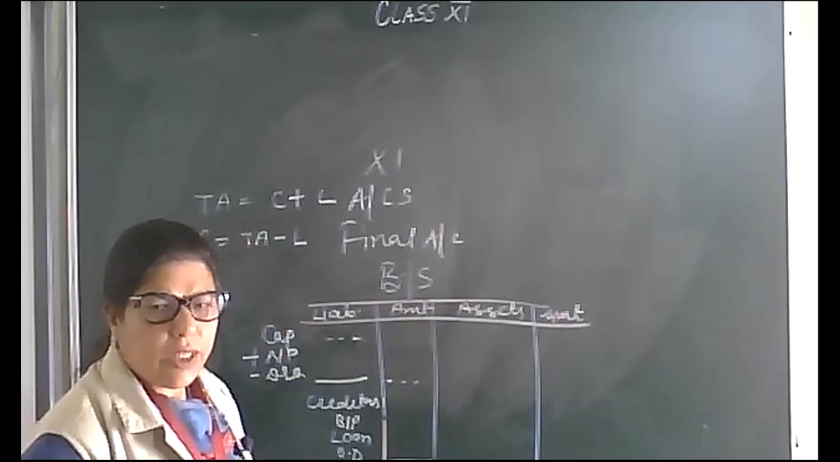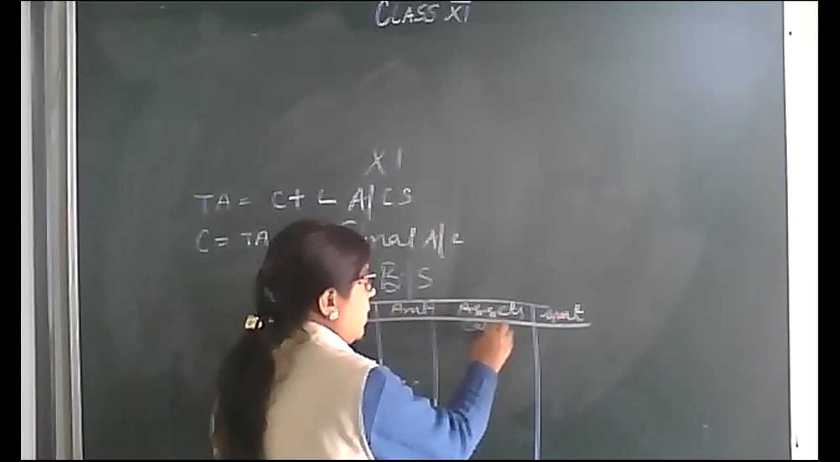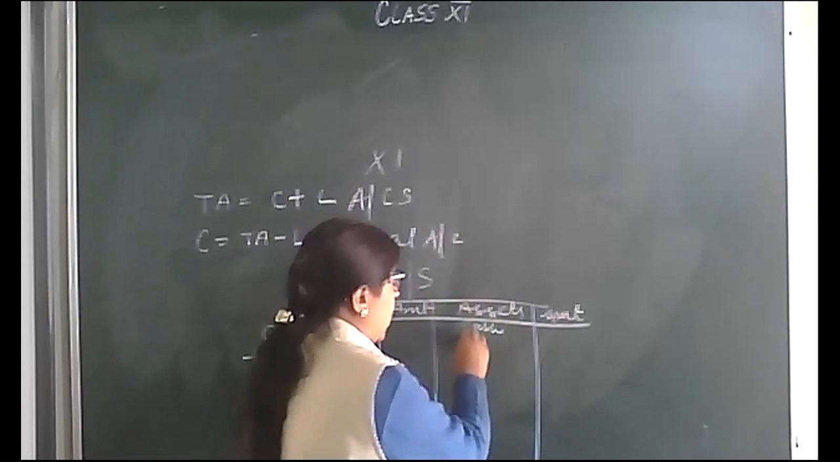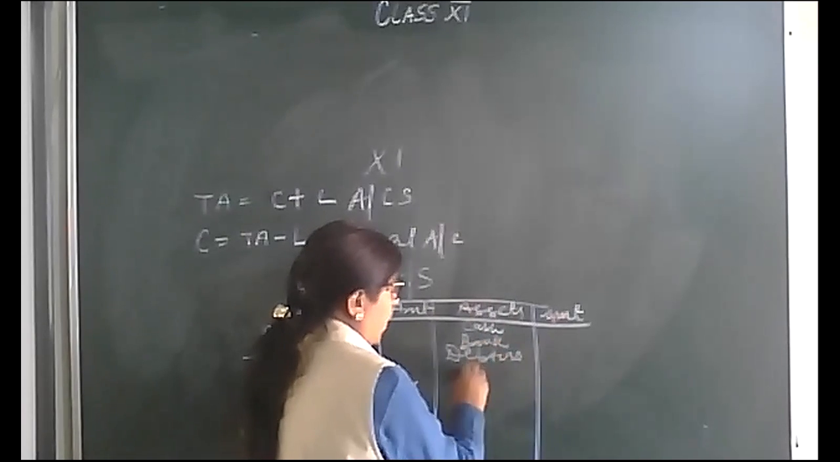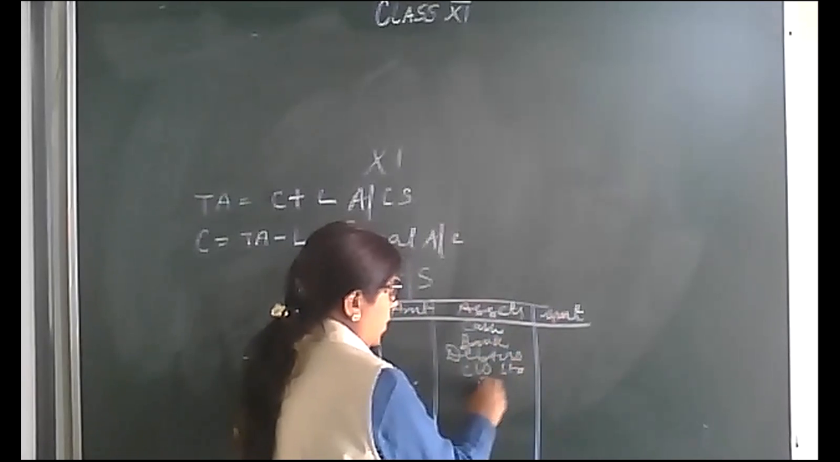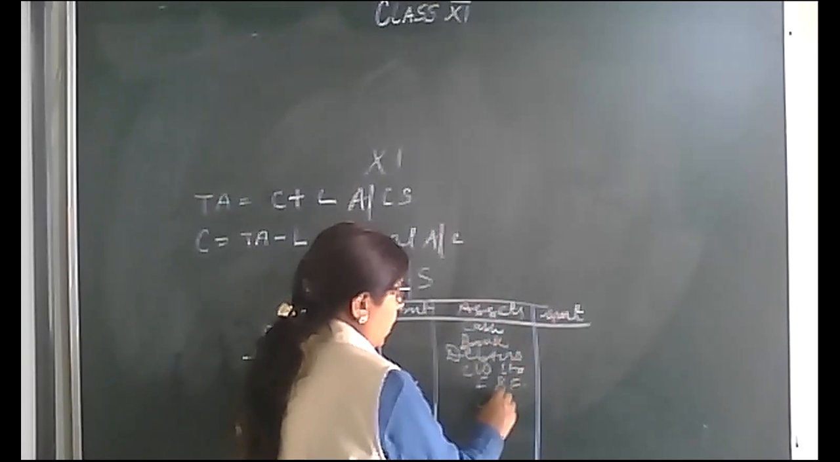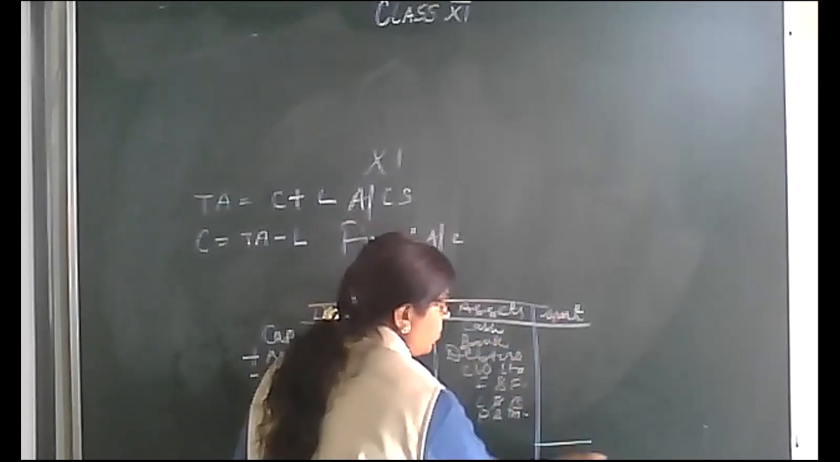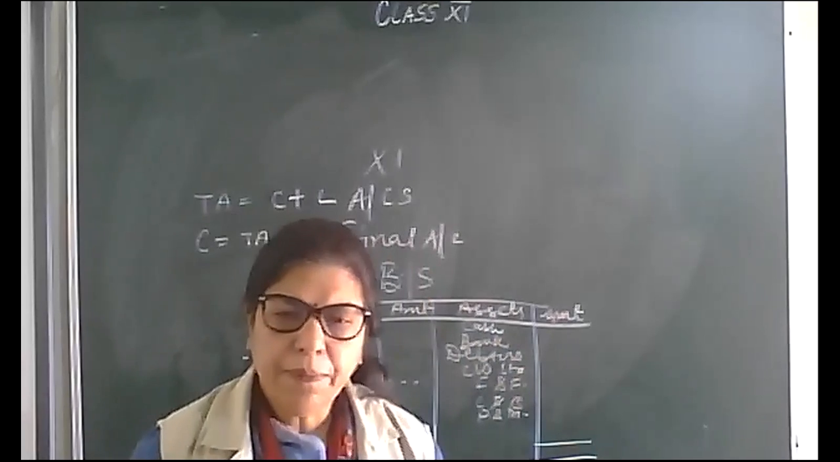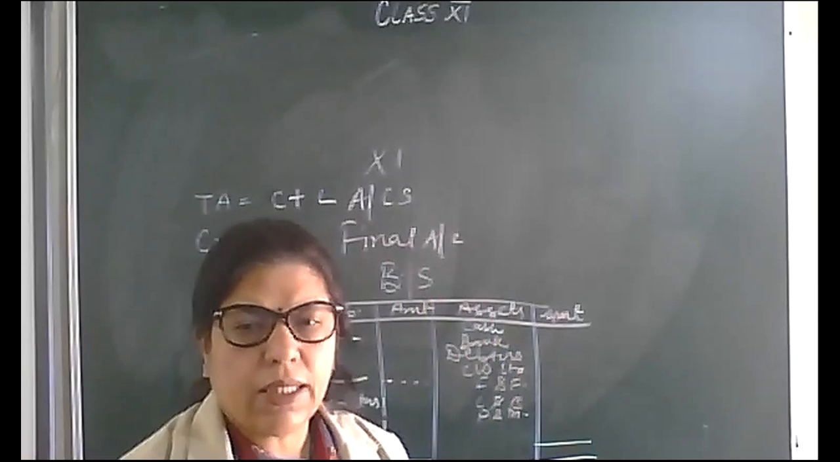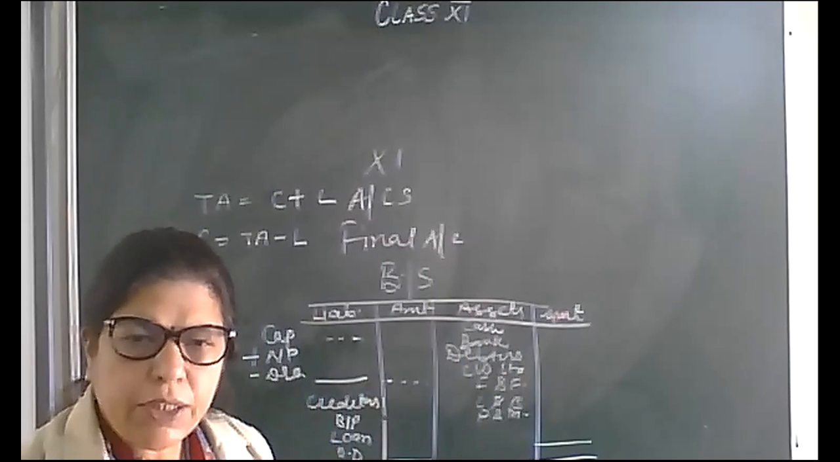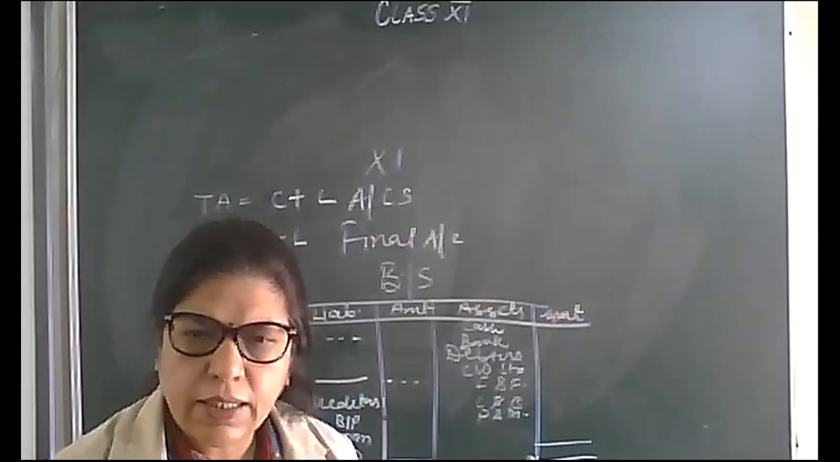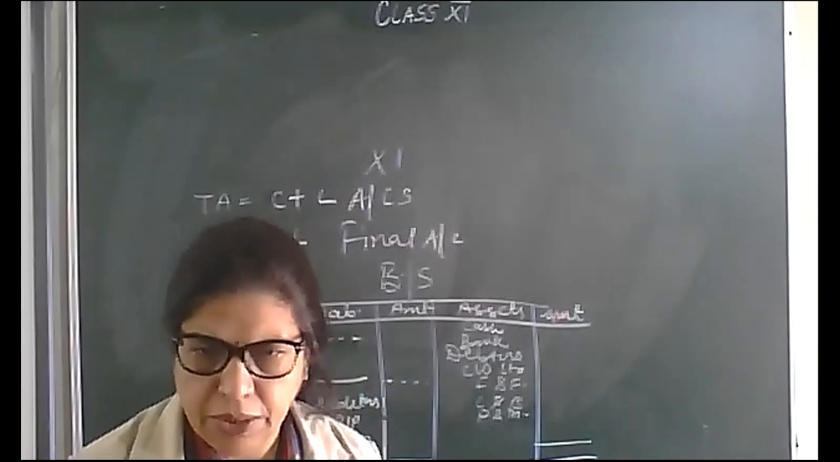Total. Then come on to the asset side. Asset side: cash is your asset, bank is your asset, debtors, closing stock, furniture and fixtures, land and building, plant and machinery. These are the ones. Okay. So this type of format you can get for the balance sheet. We can give you the items and tell you to prepare the balance sheet.